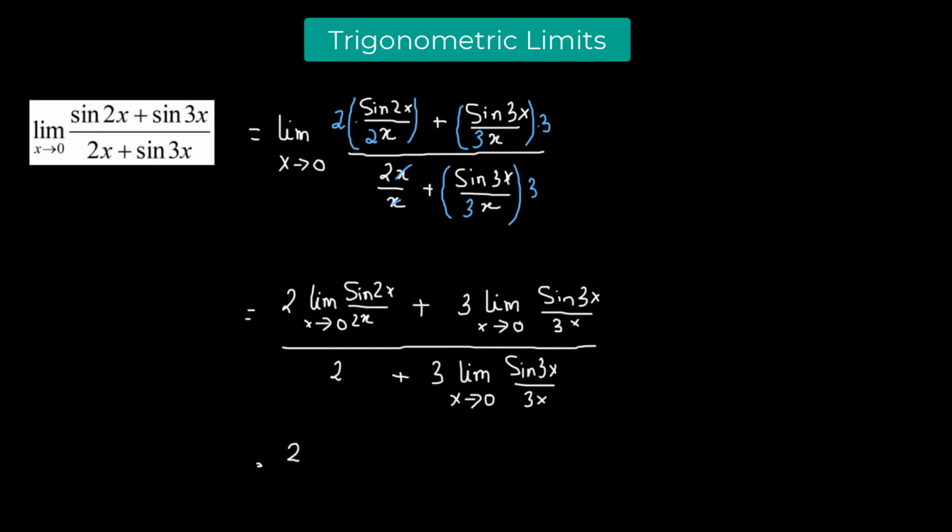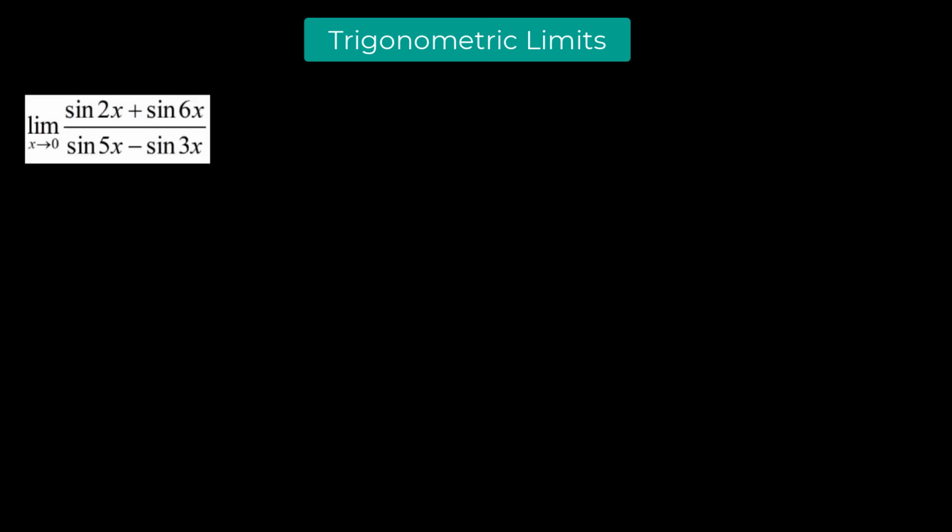in the numerator we have 2 times 1, which will be 2, plus 3 times 1, which will be 3, divided by 2 plus 3, and that gives us 5 over 5. So we have a limiting value of 1 when x approaches 0. So let us do another problem. Here we have sine 2x plus sine 6x divided by sine 5x minus sine 3x. So we have to find its limiting value when x approaches 0.